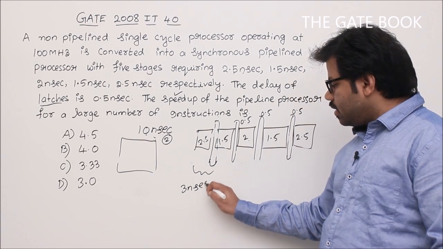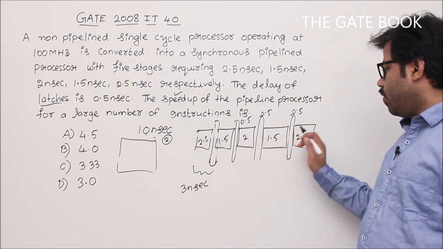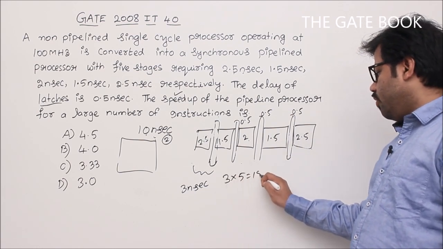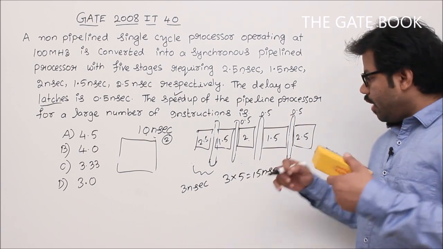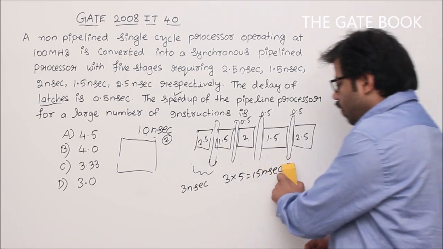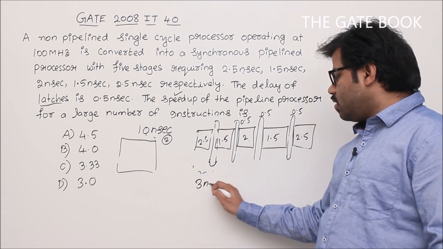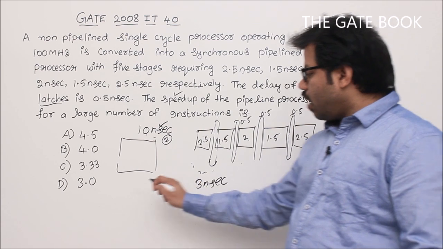That's why I can say the first instruction takes, how many stages do we have? 1, 2, 3, 4, 5. So it takes 3 into approximately 5, 15 nanosecond for the first instruction. But we know that after that, for every 3 nanosecond one instruction will be executed. Now in the long run, every instruction is taking only 3 nanosecond here, but there it is taking 10 nanosecond. Then we know the formula for speed up.